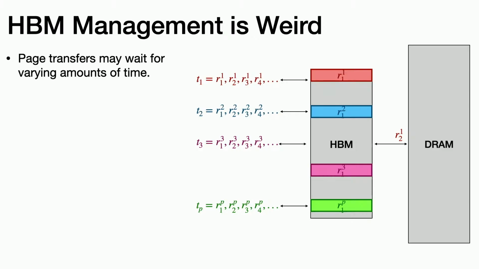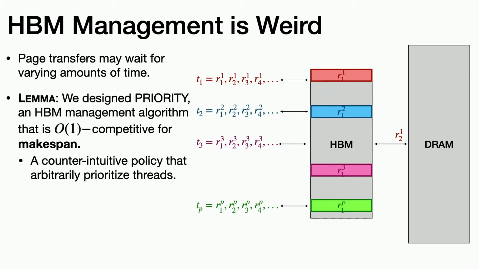So this first come, first serve policy can essentially make everyone wait for a long time. Yeah. So the thing we did in our first paper is we designed a policy, which we called priority, that is order 1 competitive for makespan. Okay, so it's possible to design good policies, but it's a very strange policy. It sort of arbitrarily prioritizes threads and tries to get threads done one at a time, essentially.